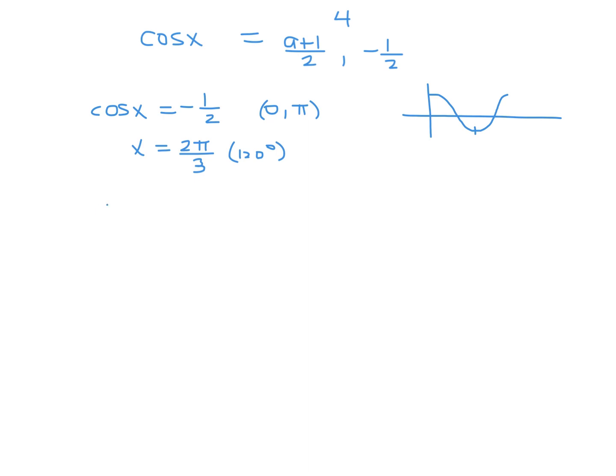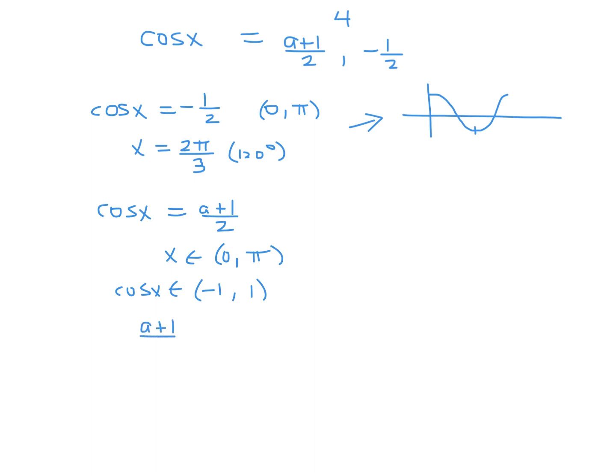And then if cos x is this guy, which is (a plus 1)/2, and again, x is between 0 and pi. So, well, cos of x we know is between -1 and 1. That we know from this graph or also by memory. That means that this (a plus 1)/2 is also between -1 and 1.